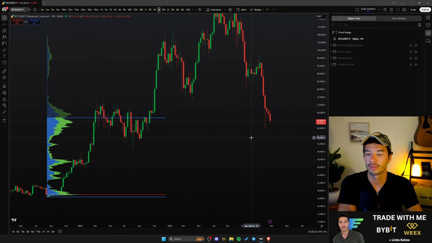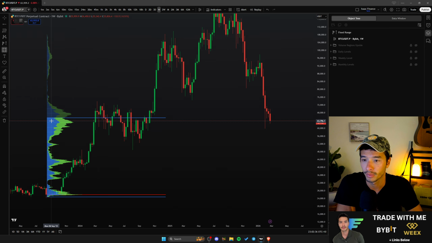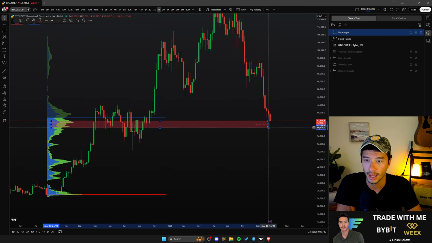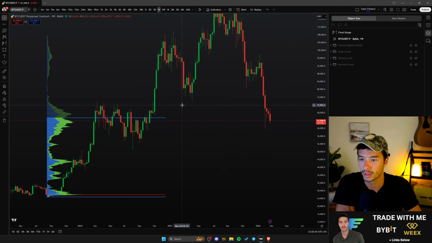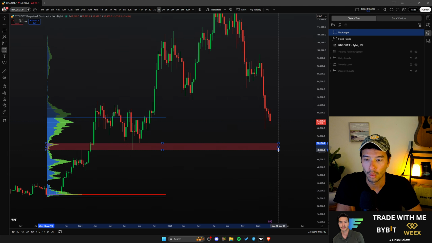So right off the bat, we can see that price bottomed from this volume perspective. We had a large volume node here, and it bounced from there, and now we're falling back down again. But at least it bounced. It shows you this validity to these tools. So right off the bat, we can see that we've got one coming in down here.